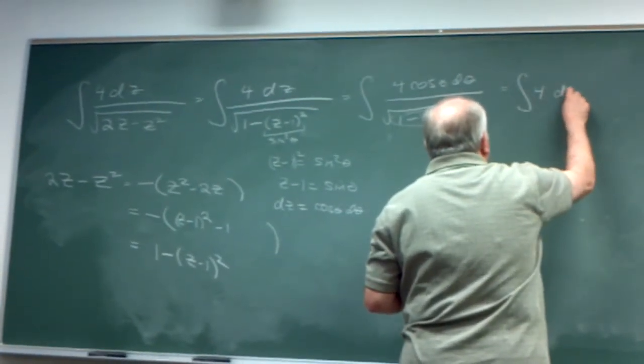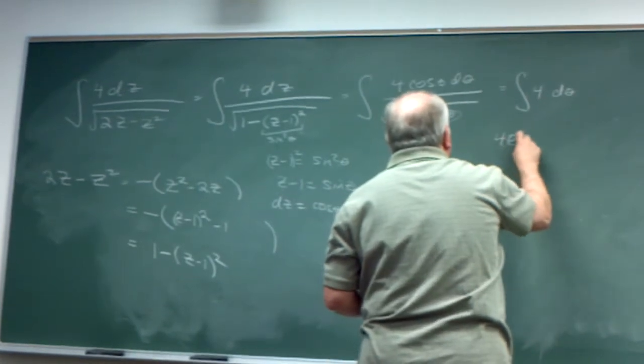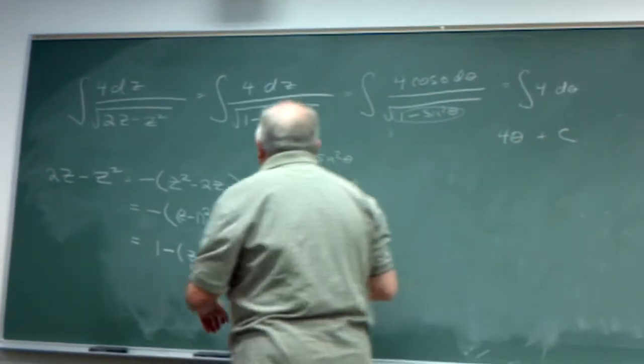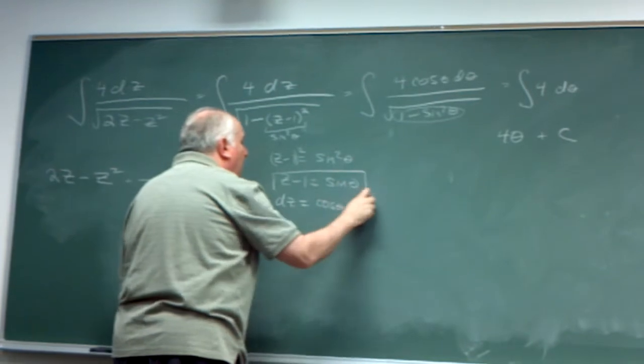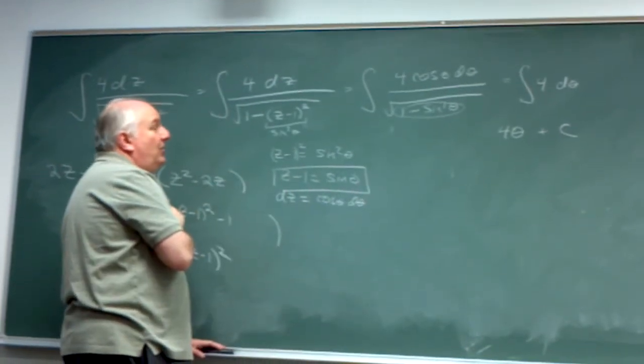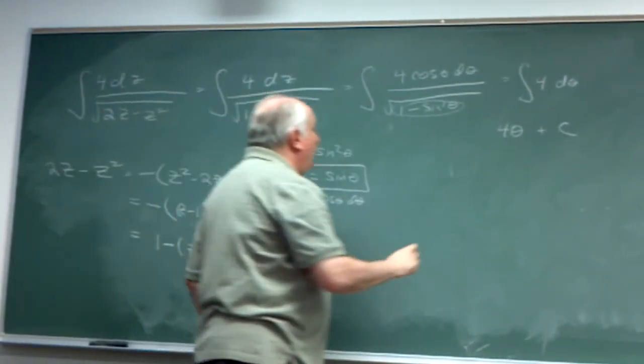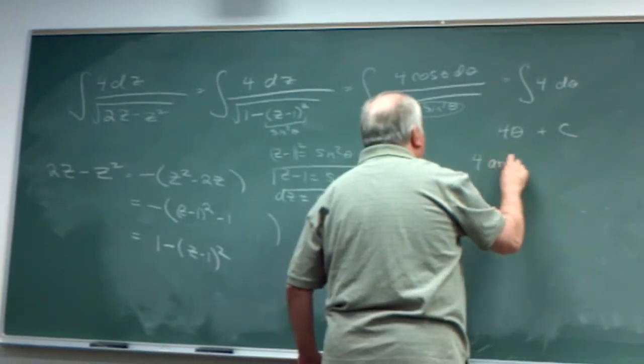And if we go from here, to get theta, we take the arc sine. So theta is the arc sine of z minus 1.